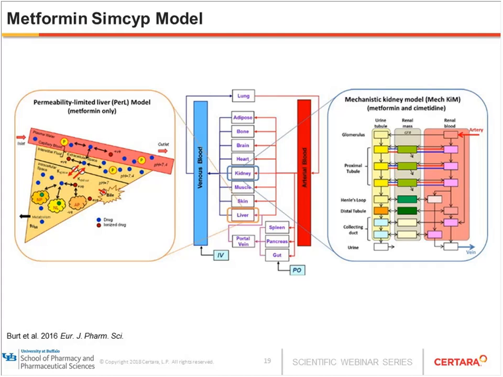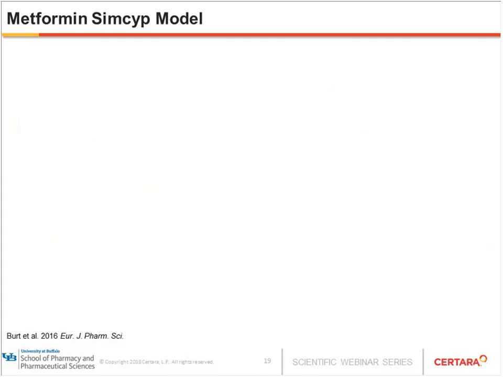Both of these modules allow us to incorporate transport across the epithelial membranes, and importantly, the mechanistic kidney model has different compartments for the different segments of the nephron, and has transport at the different segments. So it's a highly detailed model, which was ideal for this project.